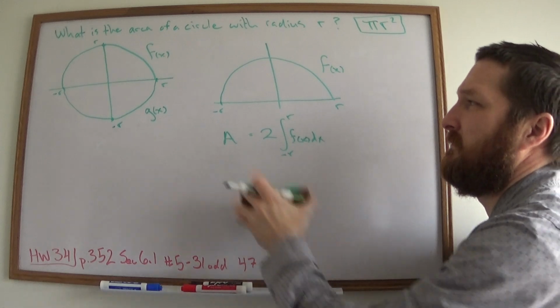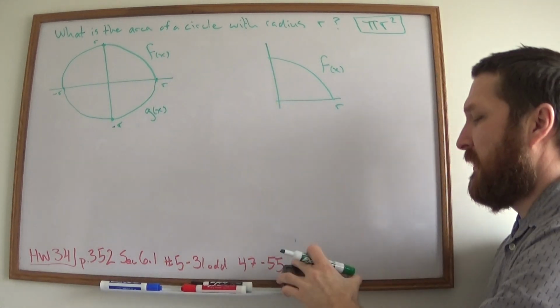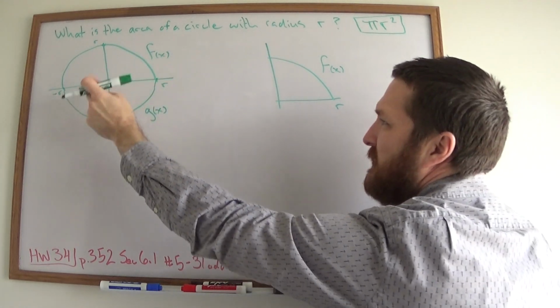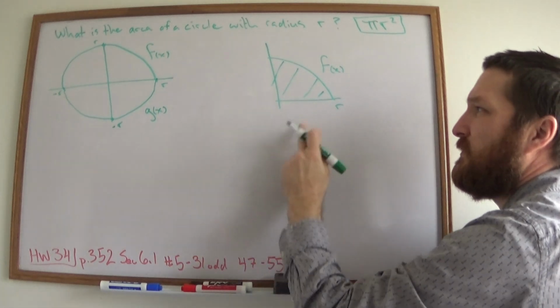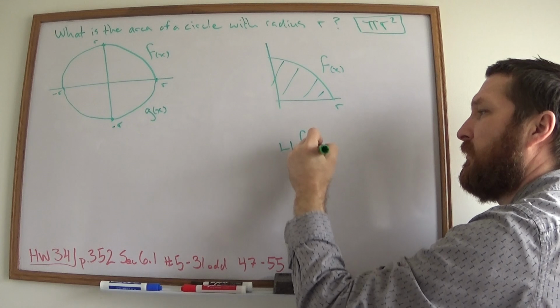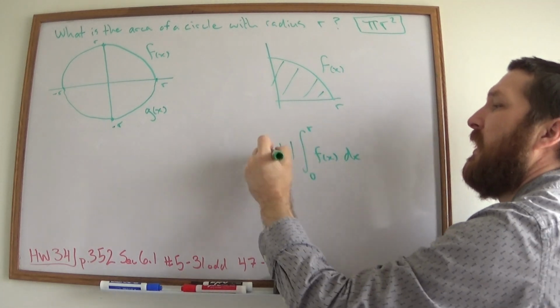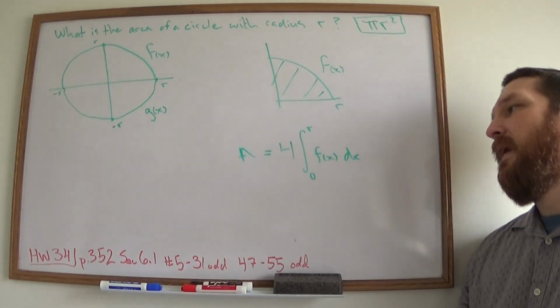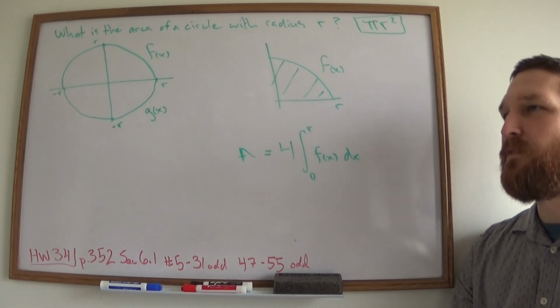I could be even trickier and say, well, hold up. This is all symmetric. Each one of these has the same area. So if I find this area right here, I just multiply whatever that is by 4. So I go 4 times the integral of this function from 0 up to r. And that'll be the area of the full circle. And this is the way I would do it. Okay, that makes the most sense to me.